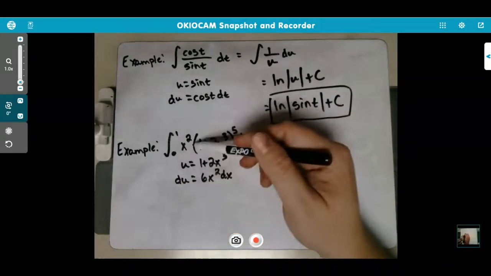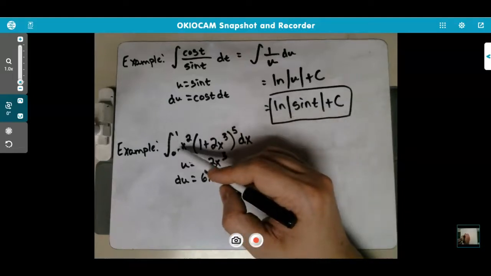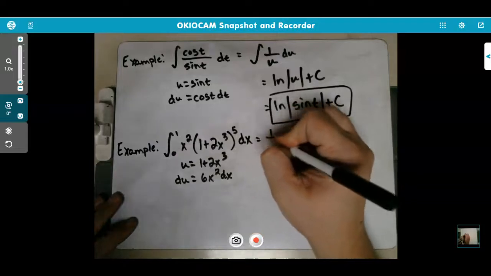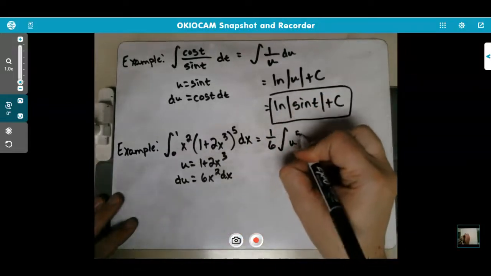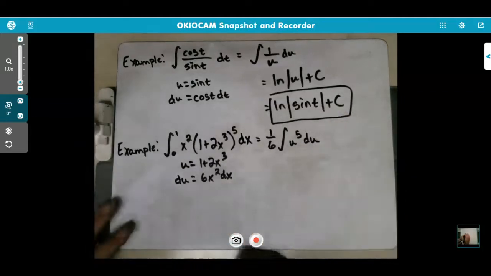Now what I have is x squared, but I need 6x squared, so I want a 6 right there, but I can't just put it there. I have to multiply by 1/6. Integral of, we let this be the u, so u to the 5th, and 6x squared times dx is du.